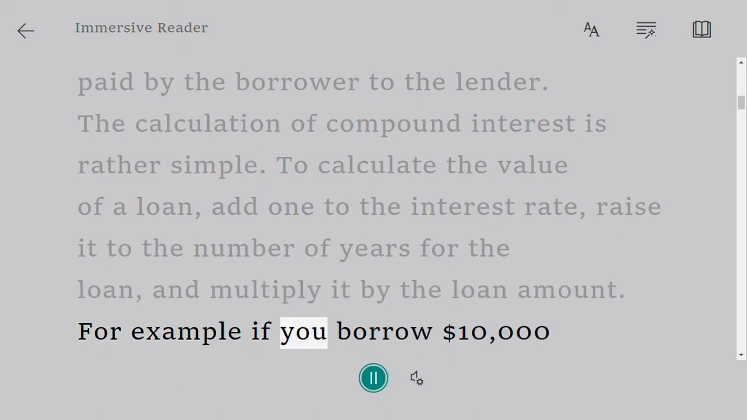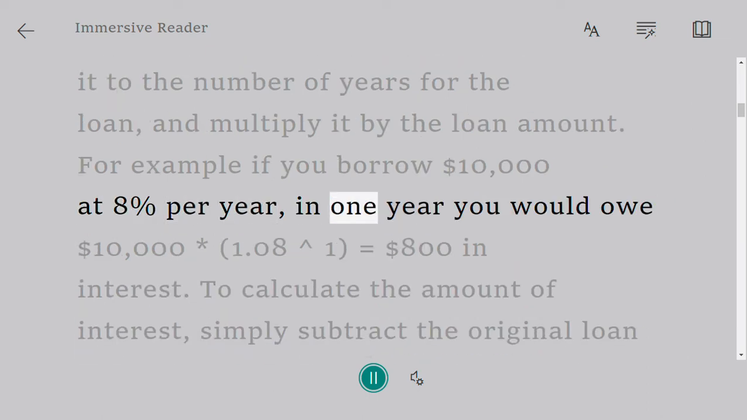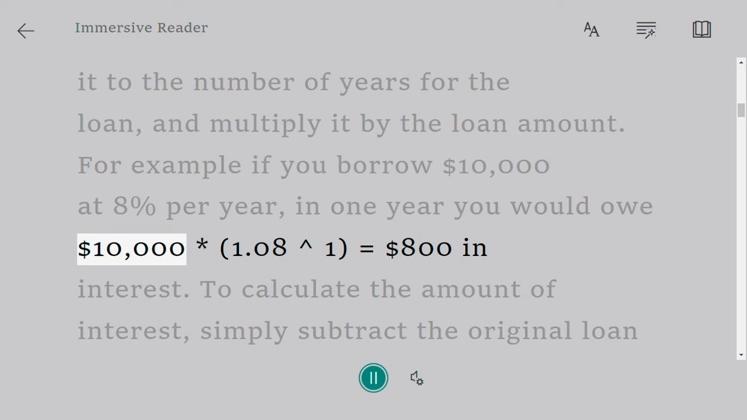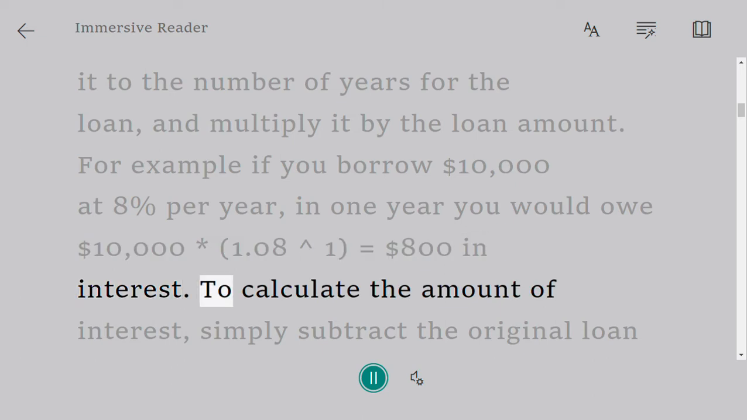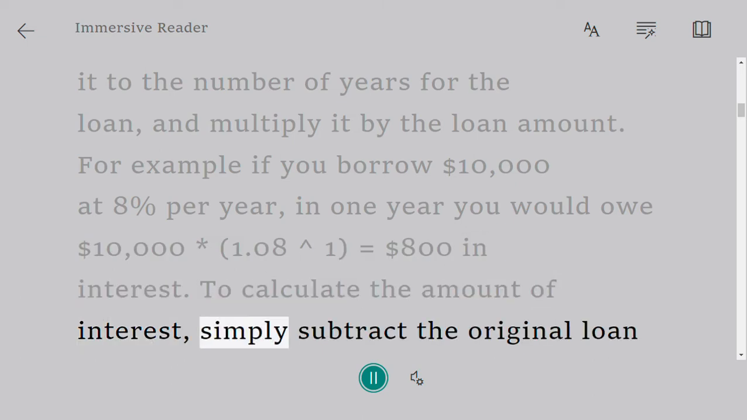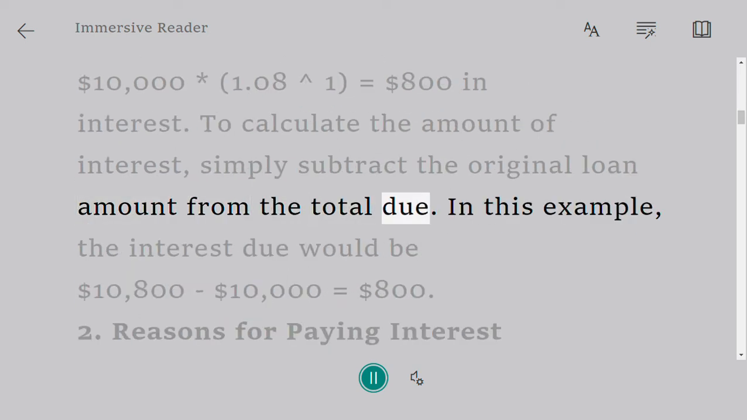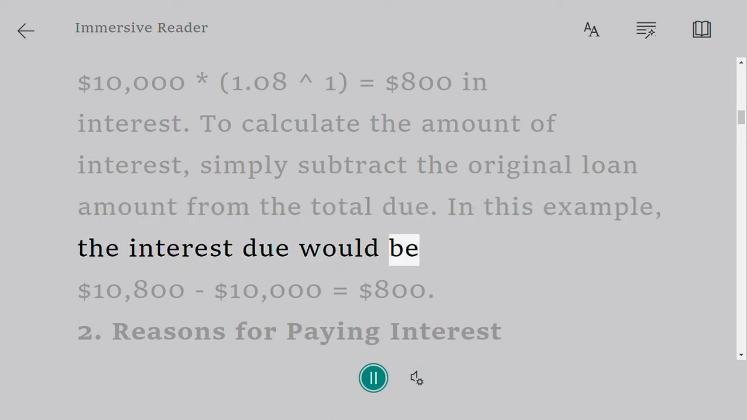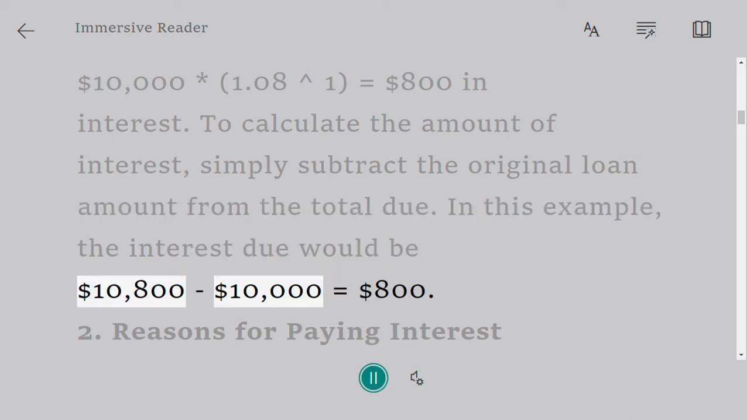For example, if you borrow $10,000 at 8% per year, in 1 year you would owe $10,000 * 1.08^1, which equals $10,800. To calculate the amount of interest, simply subtract the original loan amount from the total due. In this example, the interest due would be $10,800 - $10,000 = $800.